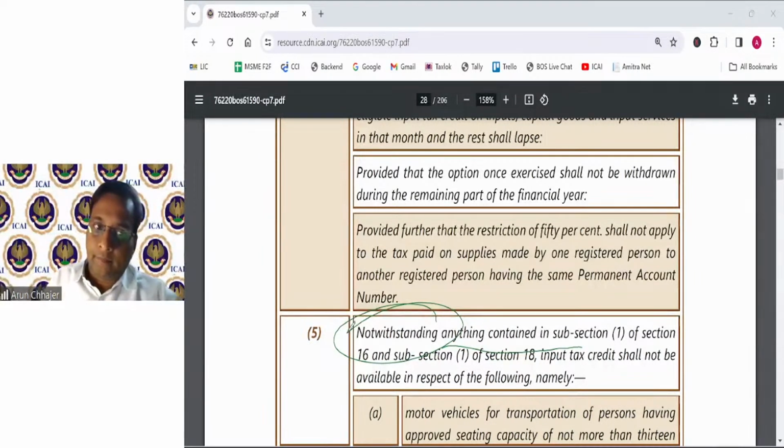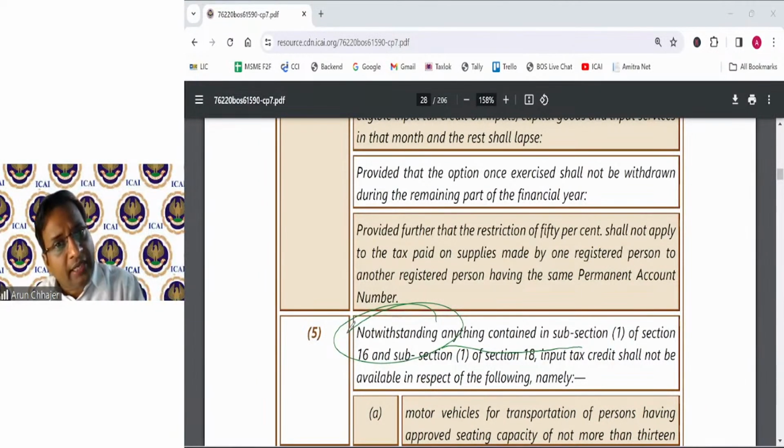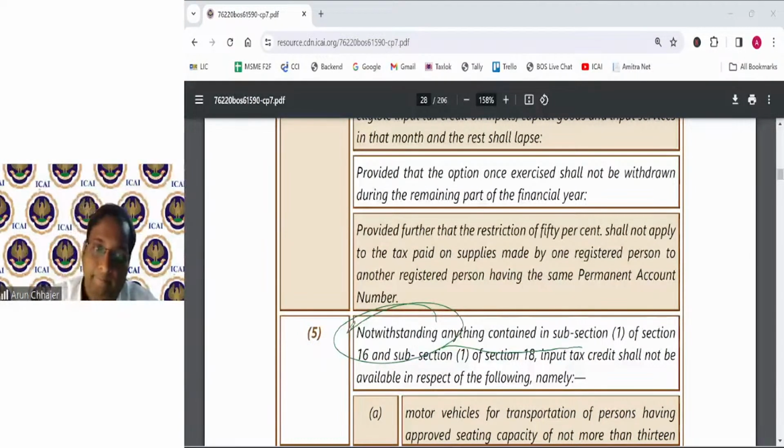17.5 is the list of items which fall under the block category, like motor car, food, beverages, insurance, etc. You are not allowed to take ITC, even though the conditions or restrictions which may be given in 16.1 or 18.1 are satisfied. Point number 2.